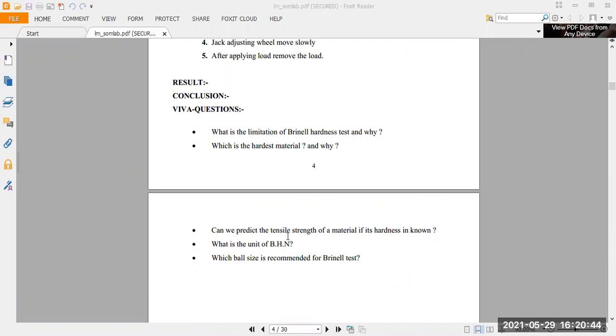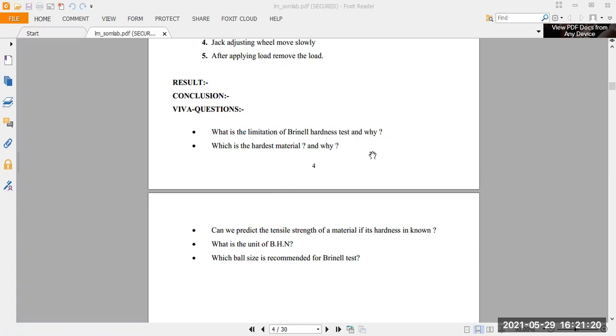Now, can we predict the tensile strength of a material if its hardness is known? The question is, we are measuring hardness, which means the ability of the material to resist indentation or impression. But when we predict the tensile stress, what we are talking about is the force per unit area we are applying, and this force we are applying is a compressive force itself.